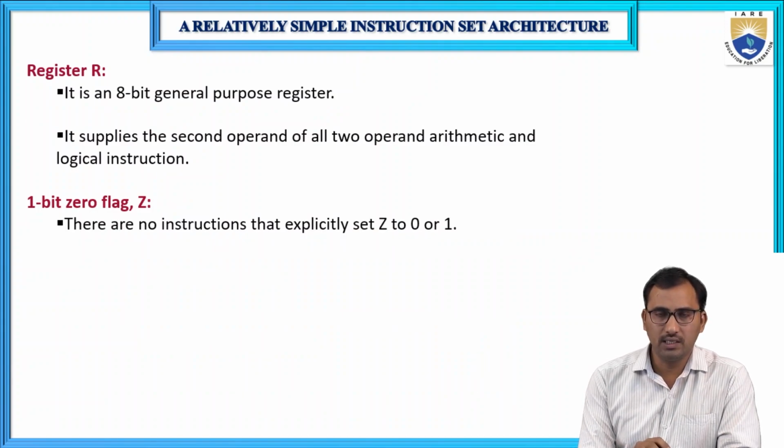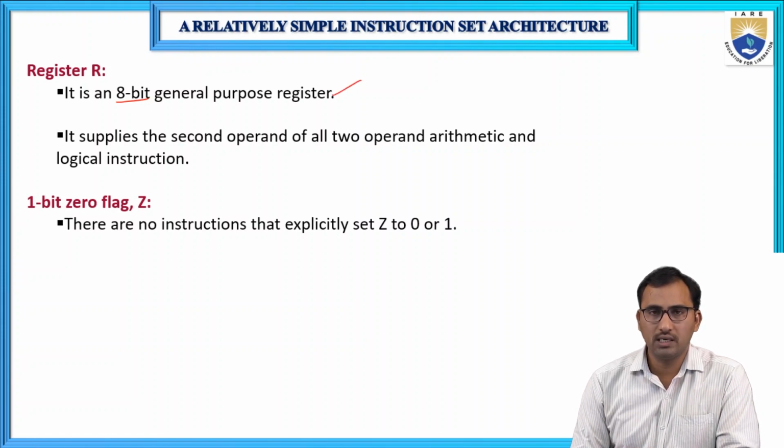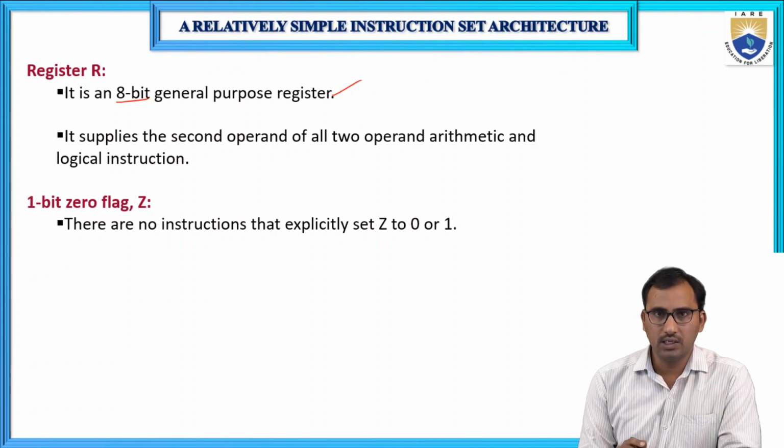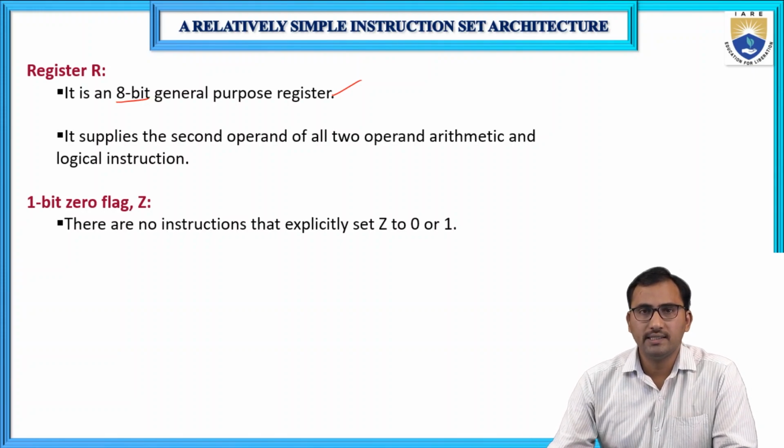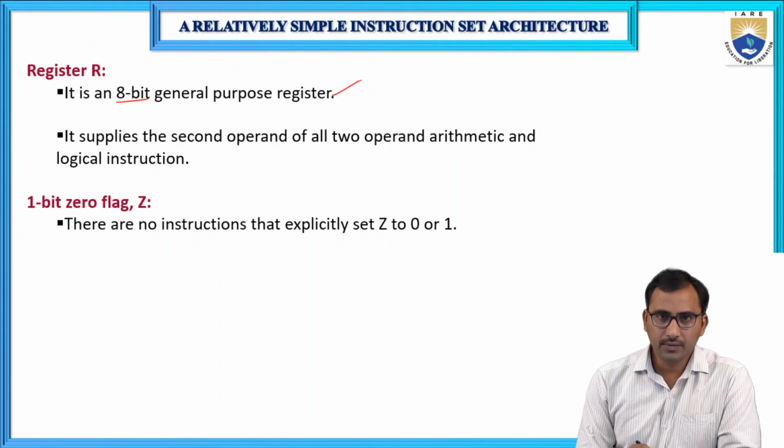And coming to the second register, that is register R. This R is also an 8-bit general purpose register. Already we know a register can be used to store some data, 8 bits of data. The number of bits a register can store depends upon its size. If it is 8-bit, it can store 8 bits of information, and if it is 16-bit, it can store 16 bits of information. It supplies the second operand of all two operand arithmetic and logic instructions.